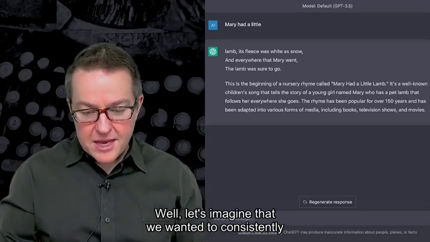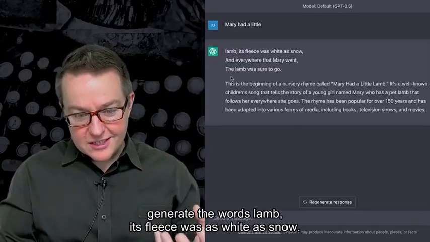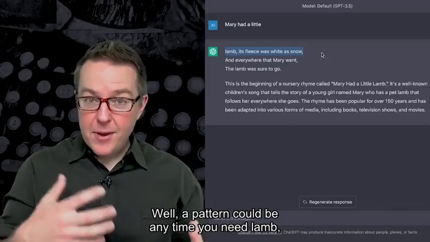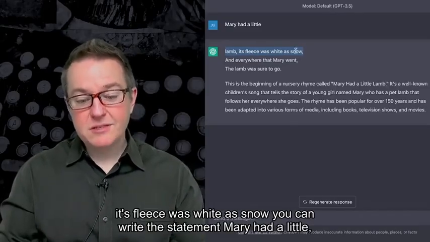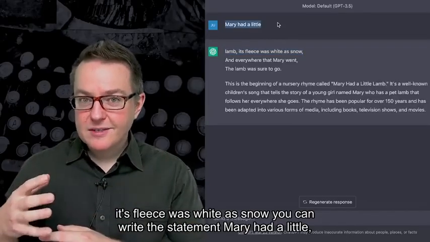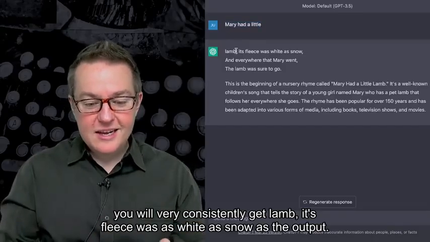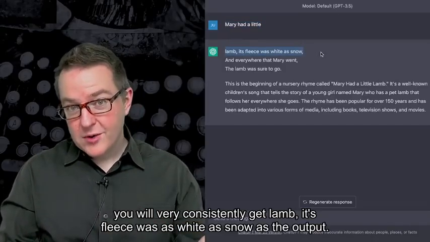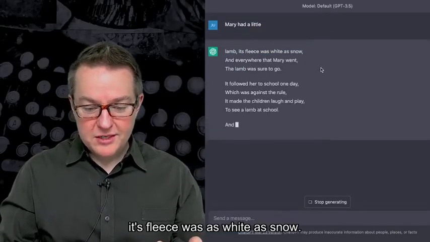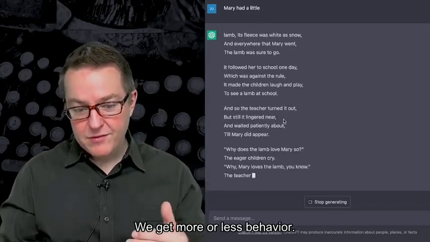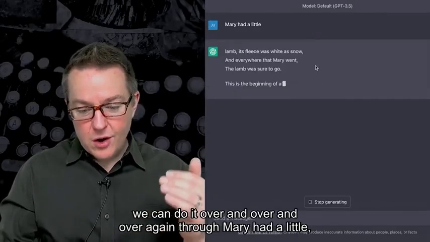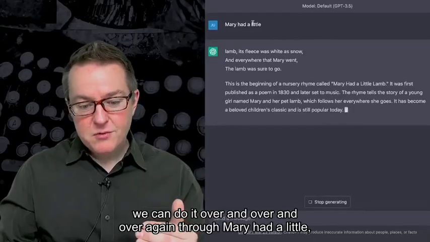So what would be an example of this? Well, let's imagine that we wanted to consistently generate the words, "lamb, its fleece was as white as snow." Well, a pattern could be: anytime you need "lamb, its fleece was white as snow," you can write the statement, "Mary had a little." You will very consistently get "lamb, its fleece was as white as snow" as the output. And so, for example, we can go and rerun this. We get more or less the same behavior, but if we want to consistently get those next words generated, we can do it over and over and over again through "Mary had a little."